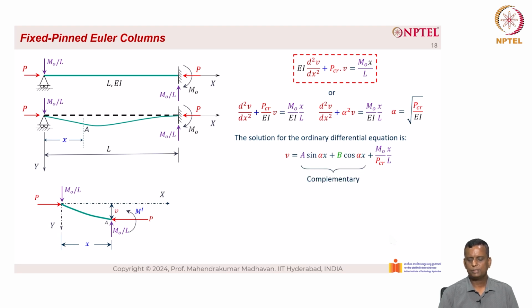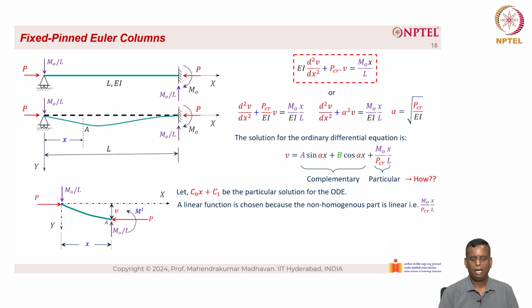The first two terms are the complementary solution. The third term is a particular solution. How do we get M0 by P critical into x by L? Let C0 x plus C1 be the particular solution for the ordinary differential equation. A linear function is chosen because the non-homogeneous part is linear, that is M0 by P critical into x by L. The x is the linear portion here.